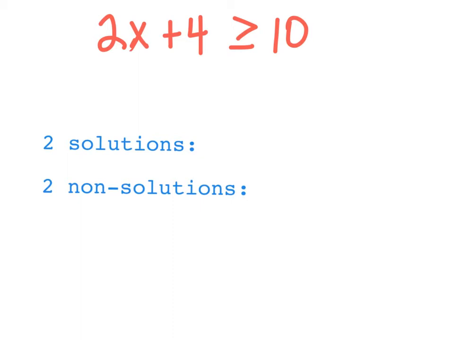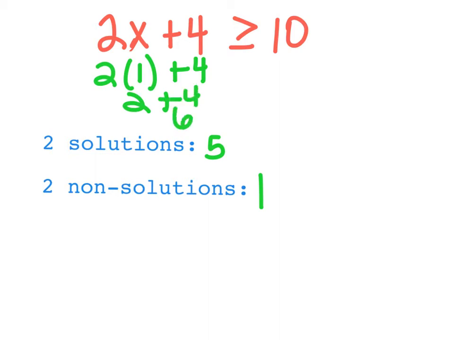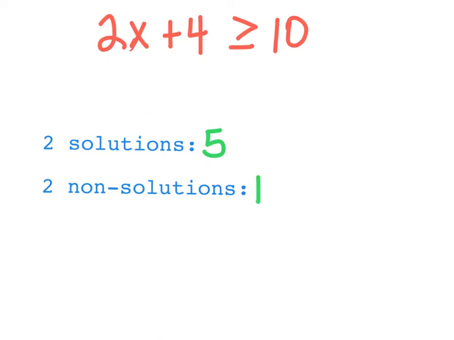An example of a non-solution might be 1. If I plug in a 1 for x, 2 times 1 is 2, plus 4 is 6. 6 is not bigger than or equal to 10. So that is a non-solution. Okay, so far we came up with a solution and a non-solution.